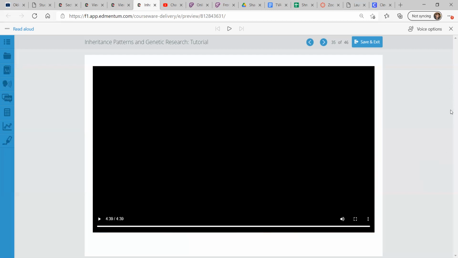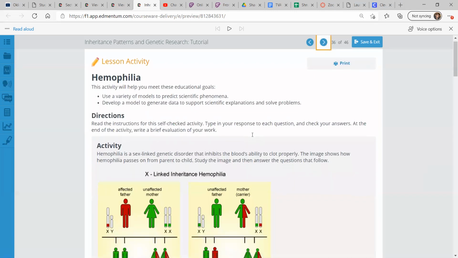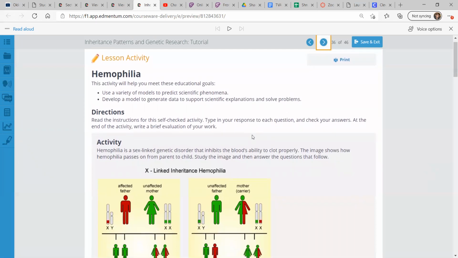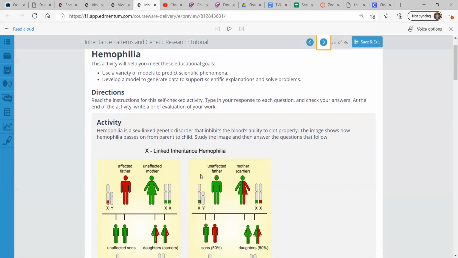So that was a nice little rundown of X-linked and Y-linked chromosomes. So we're going to look at a lesson activity about hemophilia. Hemophilia is a sex-linked genetic disorder that inhibits the blood's ability to clot properly. The image shows how hemophilia passes on from parent to child. Study the image and then answer the questions that follow.